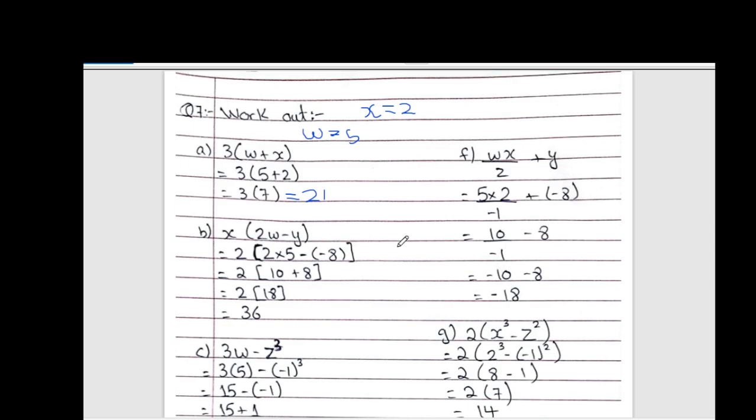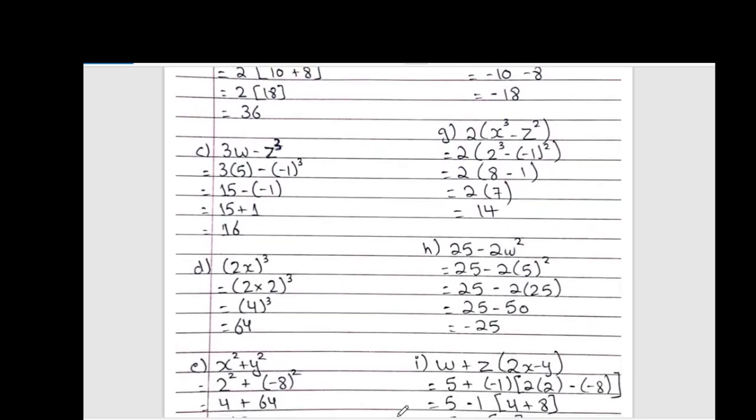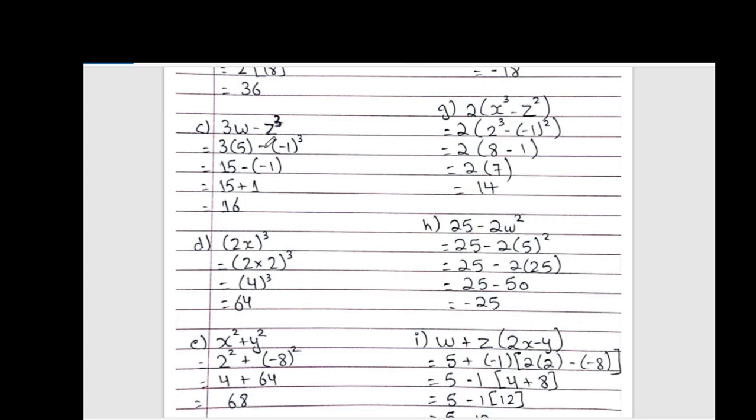Then expression number C, 3w minus z cube. 3 into 5 is 15, minus into minus 1 cube is minus 1. Whenever we take the cube of any negative integer, its answer will always be negative. So minus 1 cube will be minus 1, minus 1 into minus 1 will be positive 1, 15 plus 1 will be 16.